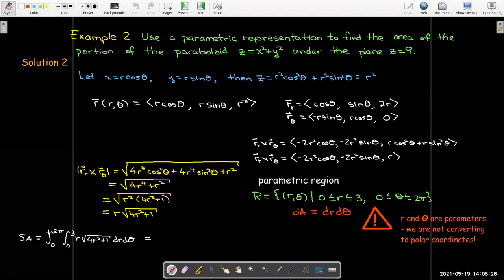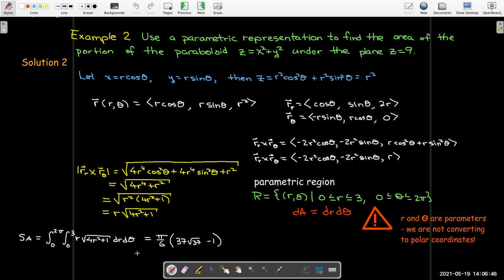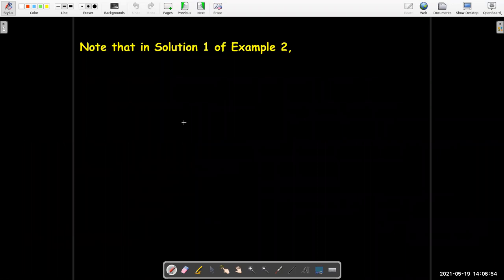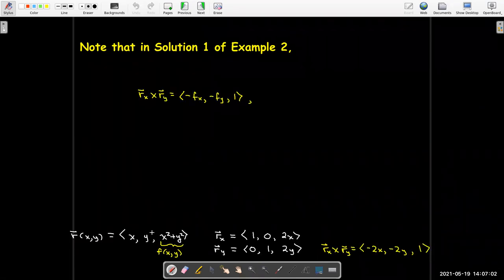And we can see that when I write down the integral now over this parametric region. So I'm going from 0 to 3, 0 to 2 pi, and guess what? That's the same integrand I had with my other parameterization after I converted to polar. So I'm going to get the same value for the surface area. Now, in solution one of the example that we just worked out, we saw that z was a function of x and y. And so if we looked at the partials, there's a clear pattern here. The partial with respect to x is just 1, 0, and then the partial of f with respect to x. The partial of r with respect to y is 0, 1, and the partial of f with respect to y.